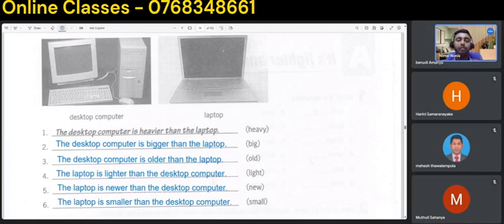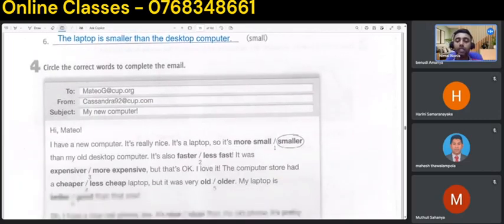So we write the comparative form. These two products, the desktop and the laptop, we can use the comparative form of these adjectives: heavy, big, old, light, new, small, to write sentences. Write sentences in the sense of comparing these products. All right, let's look at this one.